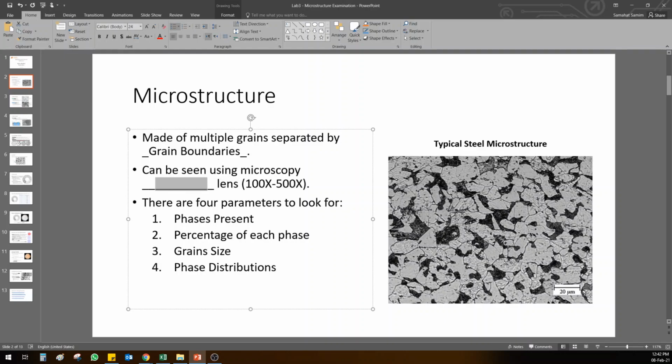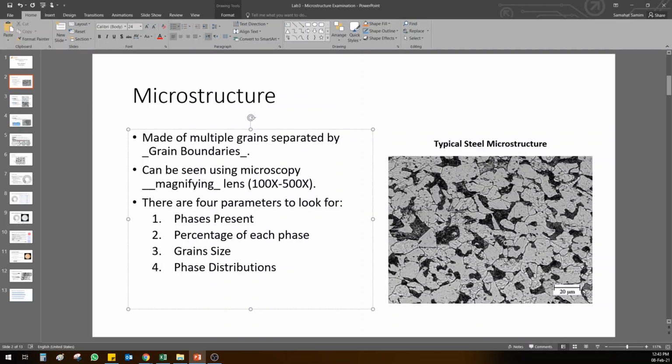The microstructure can be seen through microscopy. So you use a microscope to see the microstructure by using a magnifying lens. What does magnifying mean? Magnifying means zooming in. You can zoom in to the microstructure up to 100 times, 300 times, 500 times, or as much as you want. If you go for an electron microscope, you can go even further inside the microstructure. But for now, you can use a normal magnifying microscope to see the microstructure.